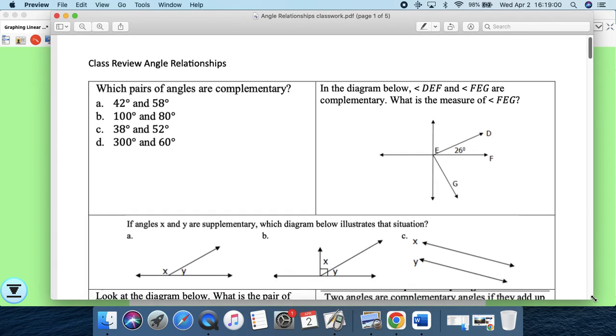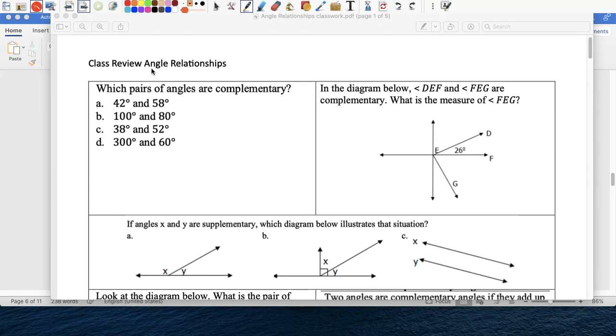Fast. Which pairs are complementary? If they're complementary, then angle A plus angle B equals 90. So which of these equal 90? Well, this one equals 100, so this is not it. That's not complementary. This one, if you add, gets 180.